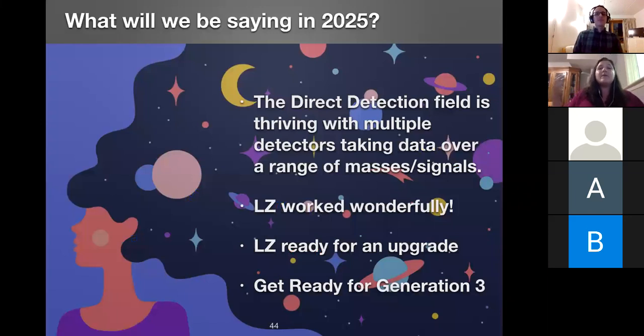So what are we going to be saying in 2025? Well, the direct detection field is going to be thriving with multiple detectors taking data over a large range of masses and signals, many more than what I've been presenting here for WIMPs. It's really a field that is growing with a lot of interest. And in 2025, I hope to say that LZ really worked wonderfully, that we're ready for this upgrade of maybe doping it with hydrogen, and that we're ready to launch our next generation detector.